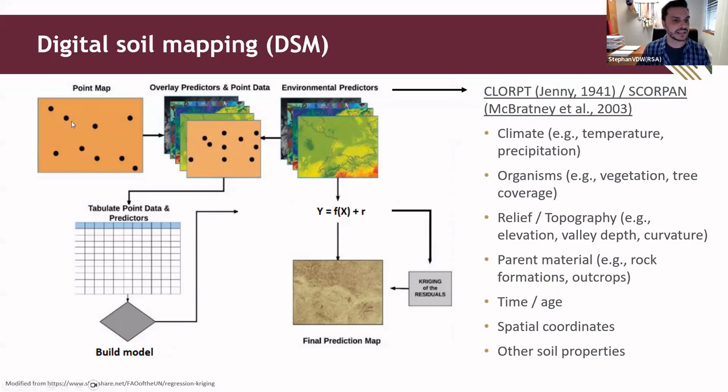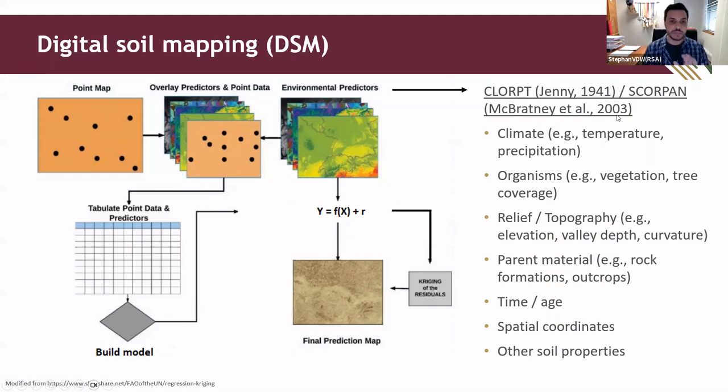The idea is then to take the information of what we find at these property locations and correlate it to a bunch of environmental predictors that we see on the right. These are typically maps of the region, usually satellite imagery, but it could also be smaller scale, from smaller devices. But what is important in DSM, in this specific spatial aspect, is that these environmental predictors must form part of what we call a CLORPT or SCORPAN model. This was introduced in 1941 already, but it was adapted in 2003.